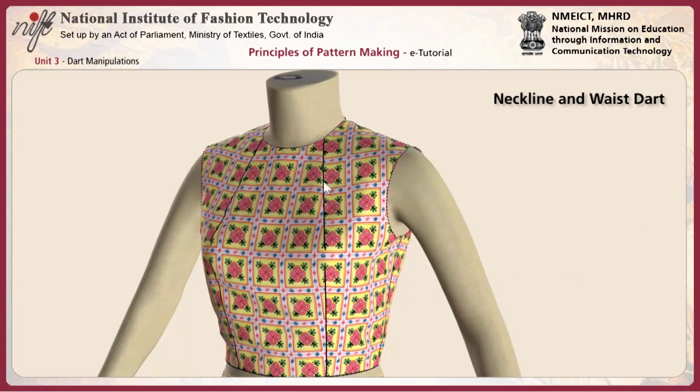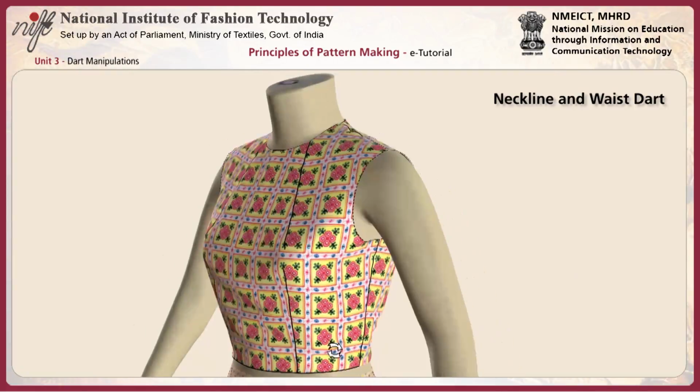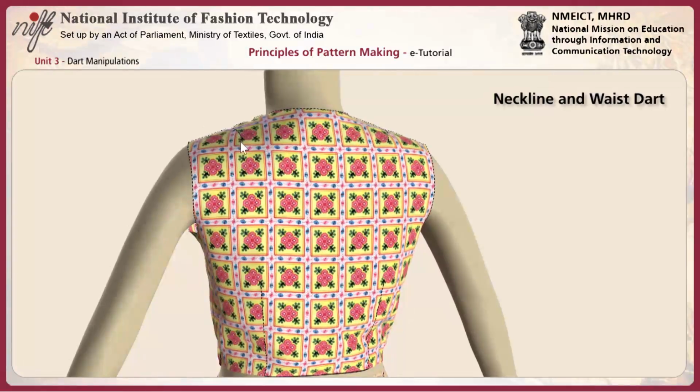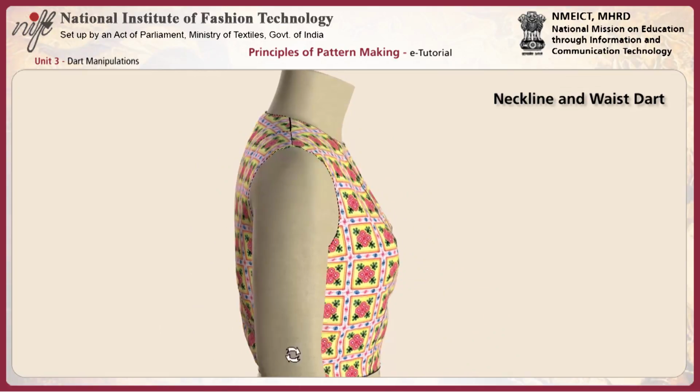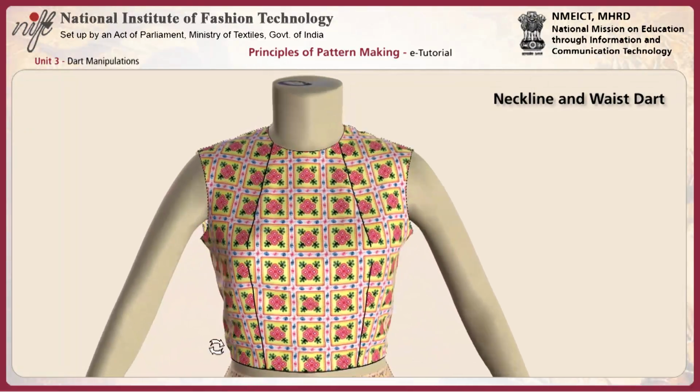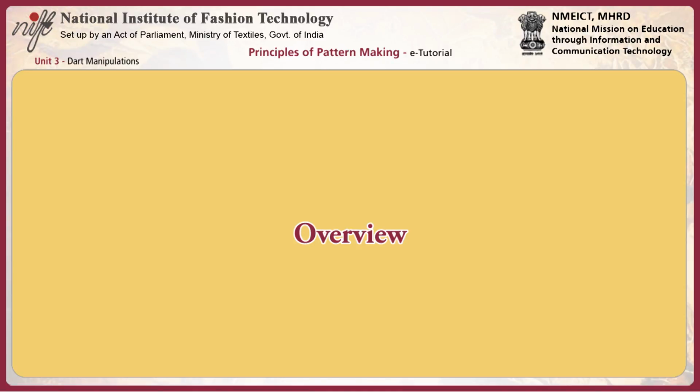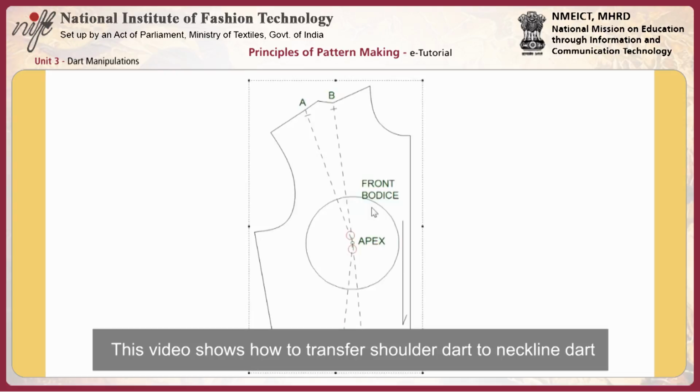The design comprises front and back waist darts, front neckline dart and back shoulder darts. In this design, the front neckline dart extends from mid neck to bust point. This video shows how to transfer shoulder dart to neckline dart.